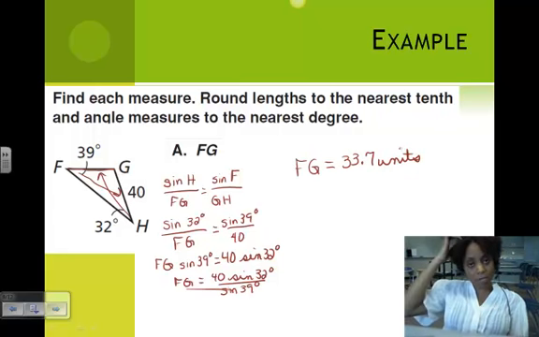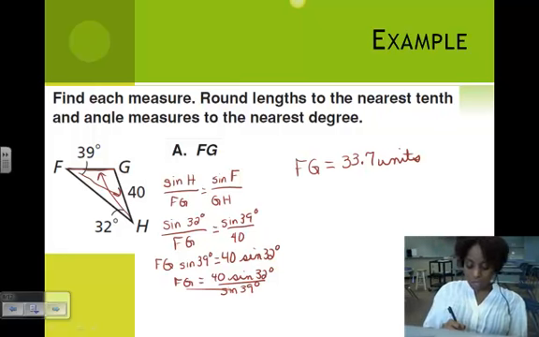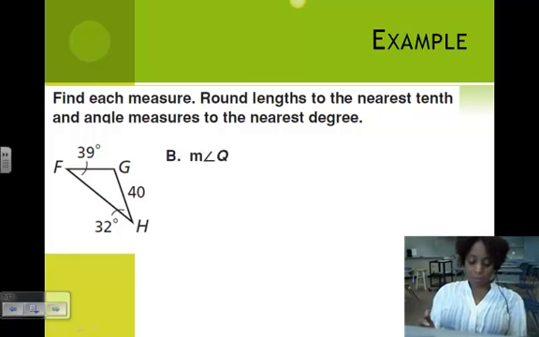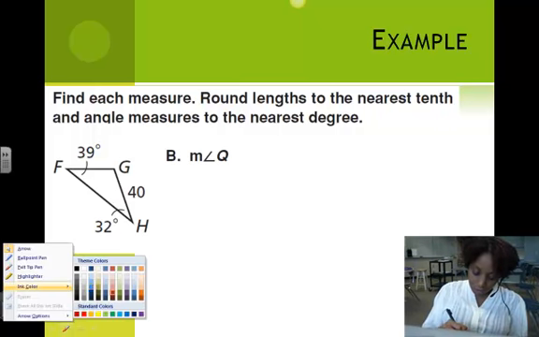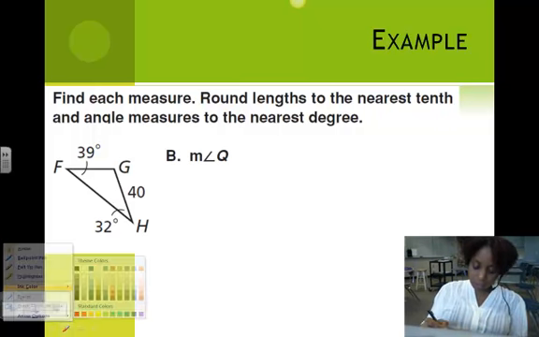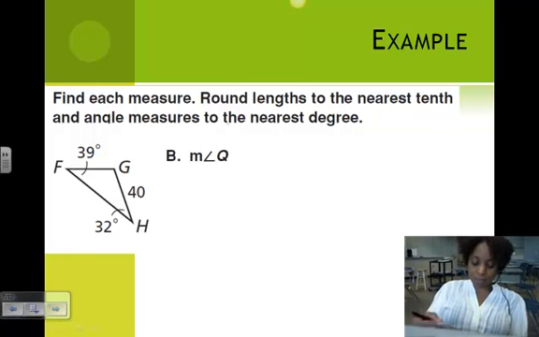Okay, so that was using the law of sines. Now let's try another one. This time we're going to find the angle. In this case we still have the same drawing. We have angle, angle, side, and this time, let's say we're looking for... I guess this won't work. We'll just skip this example for now. We'll do a different one later in class.